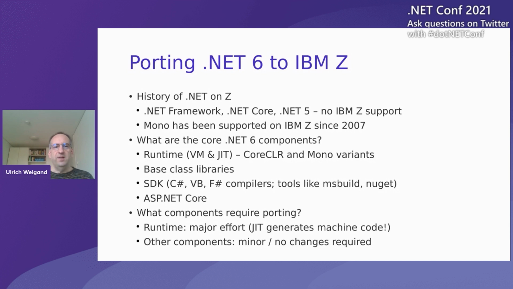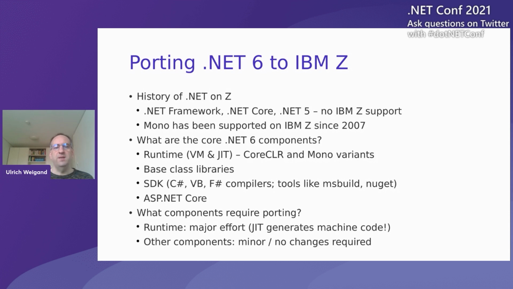.NET has a long history, which I'm sure you will be familiar with. I'm not going into all the details. Just let me point out that none of the various flavors and instances of .NET have ever supported IBM Z so far. However, we did have support for IBM Z in the open source reimplementation called Mono. And that has actually been available for a while, but not in the official .NET. That has changed now with .NET 6. And what did we need to do to get there?